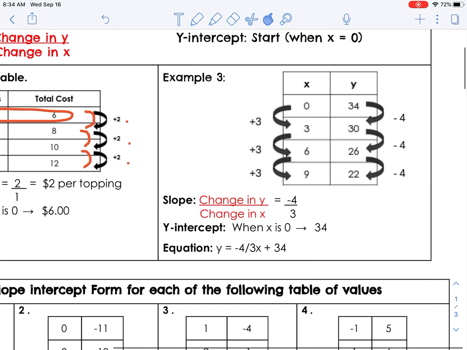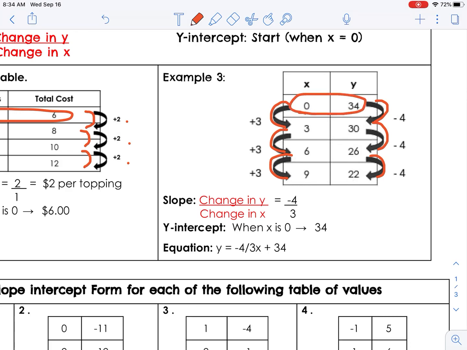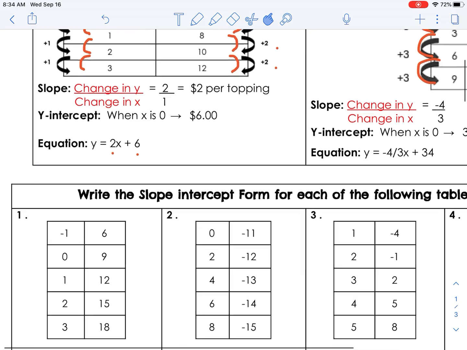The next example is the same way. We're just going to look at the change in the y values. Between 34 and 30, it's going down 4, down 4. So we write -4 for the numerator. This one is going up by 3. And so we write 3 for the denominator for the x values. The y-intercept is when x is at 0. So our equation is going to be y equals -4/3 x plus 34.